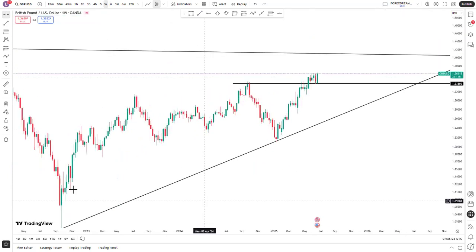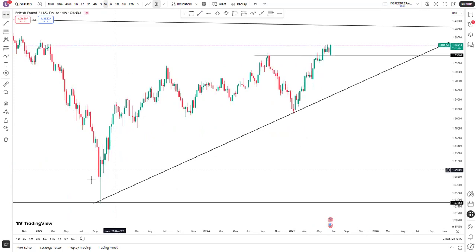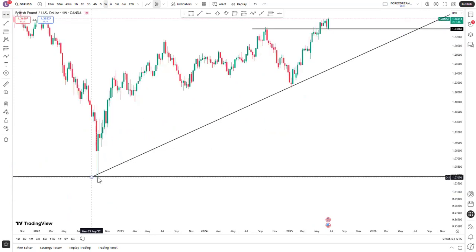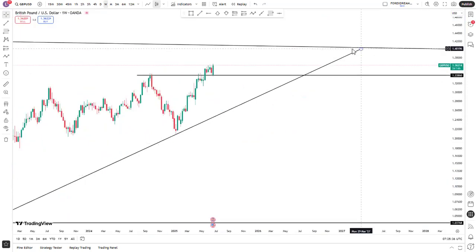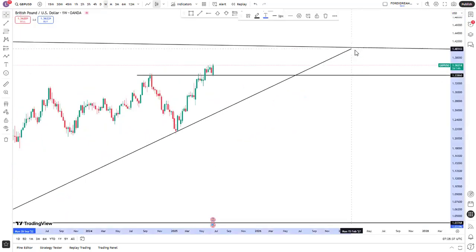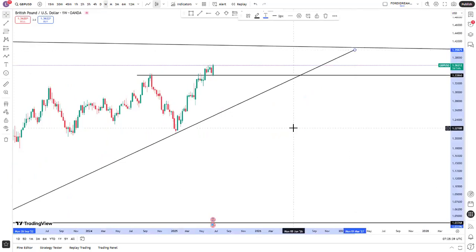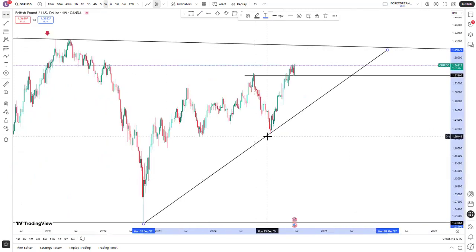I still have to adjust the trend line here. Okay, it looks like this now. Here is your first touch. Here is your second touch of the trend line.